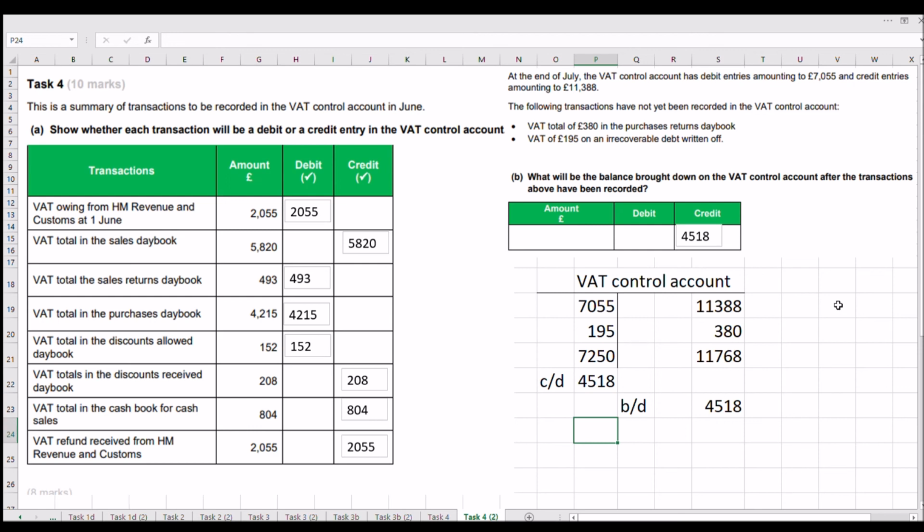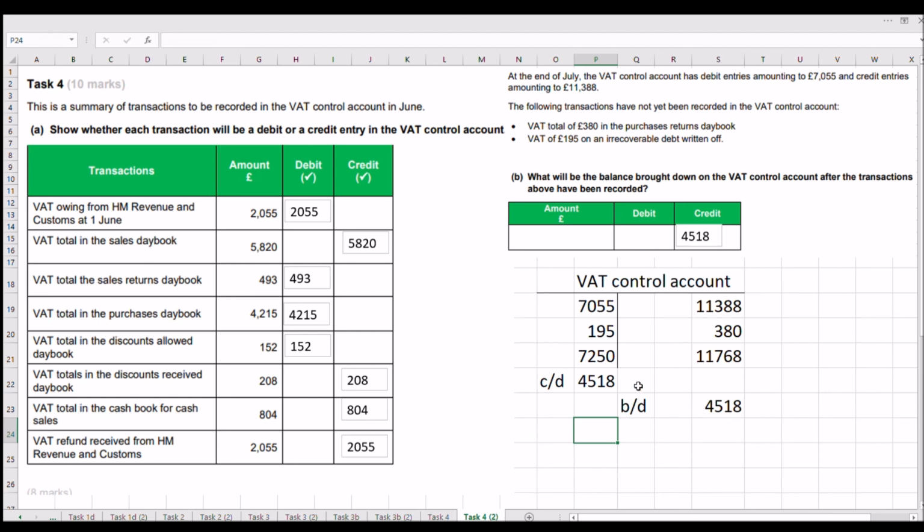And then VAT on the irrecoverable debt, so it's credit the trade receivables control account here, debit irrecoverable debt expense, debit VAT on that amount as well. Those are the totals of those two columns in there, so that must be the carried down figure in here. And then you've got to be careful in terms of looking at what's the balance brought down. So they're going balance brought down rather than carried down in here. Carried down would be debit, brought down is credit in there.